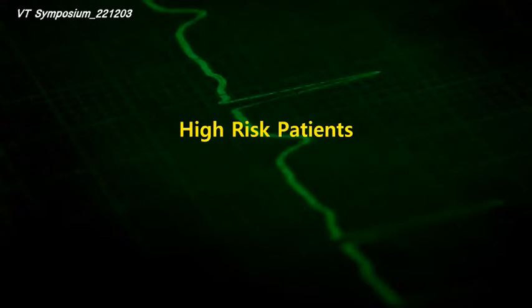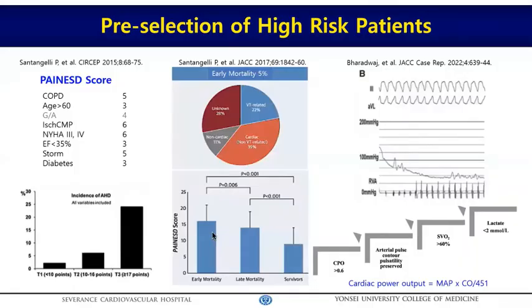Last but not the least issue might be high-risk patients. Most of the patients with intramural VT are fragile patients with heart failure. So we try our best to eliminate ventricular tachycardia, but we should not eliminate working myocardium or patient. U-PENN group suggested PAINESD score, including COPD, age, ischemic cardiomyopathy, heart failure, storm, and diabetes. And actual 30-day early mortality after VT ablation with heart failure is known to be about 5%, but early mortality is even higher in patients with high PAINESD score over 15.